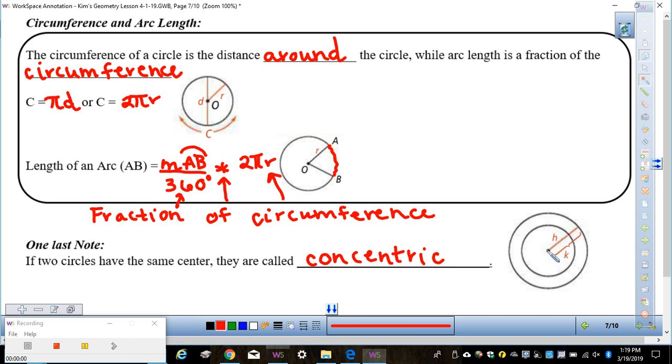So let's just do a double check and make sure you have everything labeled, and then we'll move on to our last two examples and call it a day.